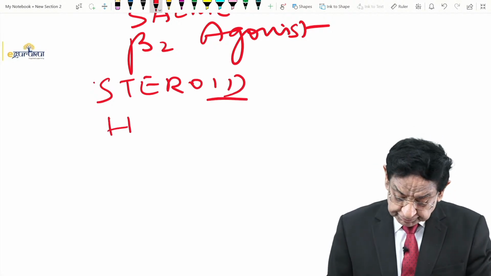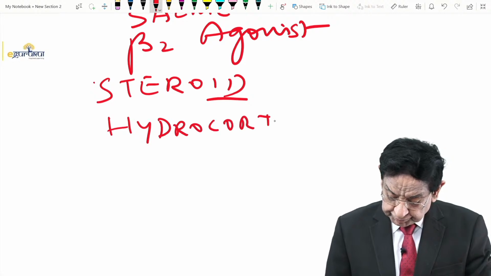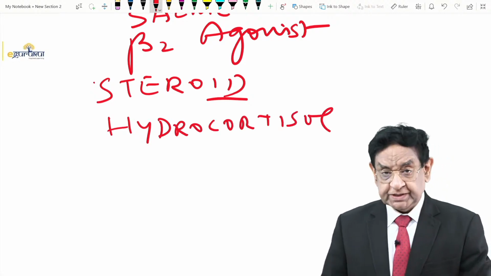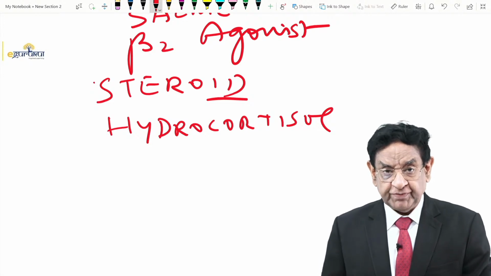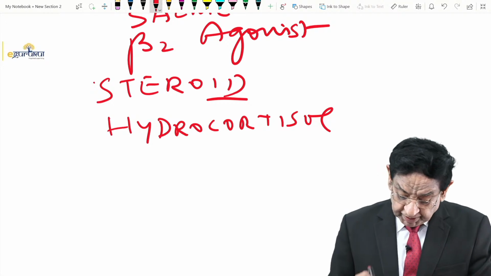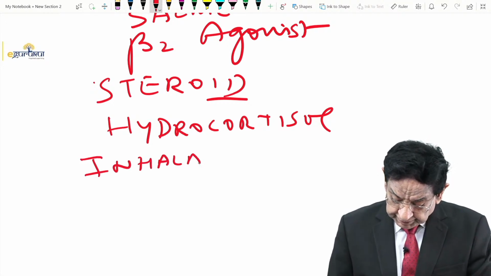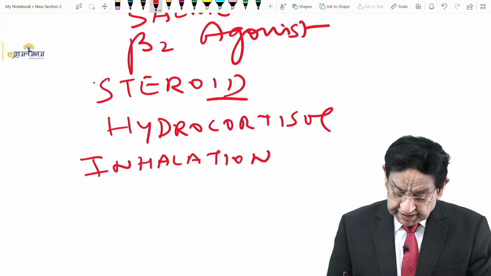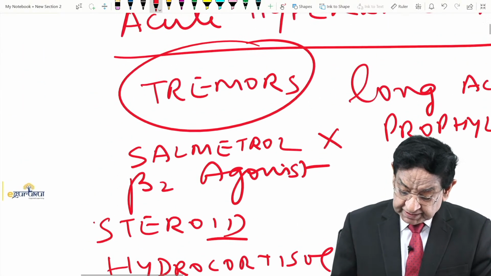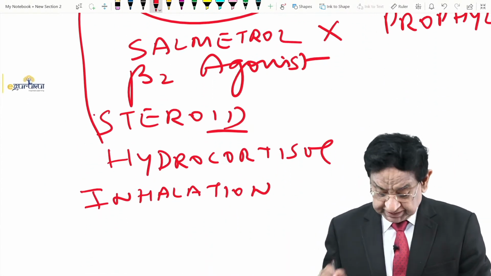Other drugs that we use in acute attack are steroids, usually hydrocortisone, which is the drug that we use very often. We can use steroids in the form of inhalation also. Even a beta 2 agonist drug can also be used as an inhalation, as a nebulizer, you can say.